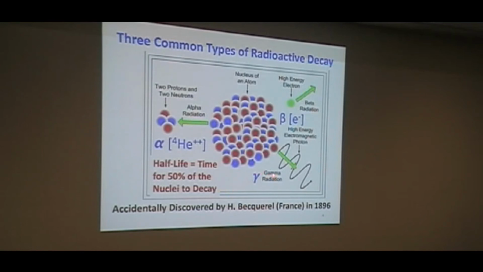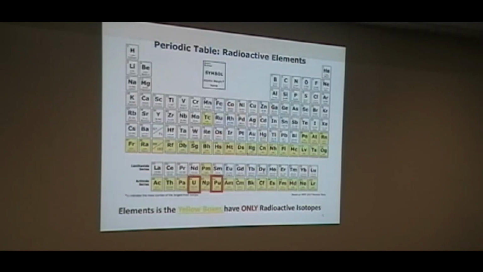They're called gamma rays. And the half-life is the time for 50% of the nuclei to transform through decay. And so that's where the half-life comes from. And each isotope that's radioactive has its own characteristic time constant determined by its nuclear structure.